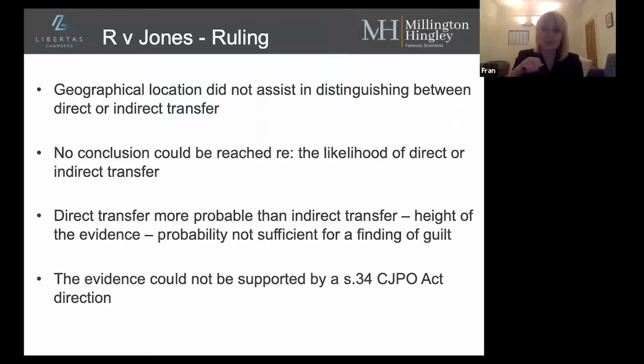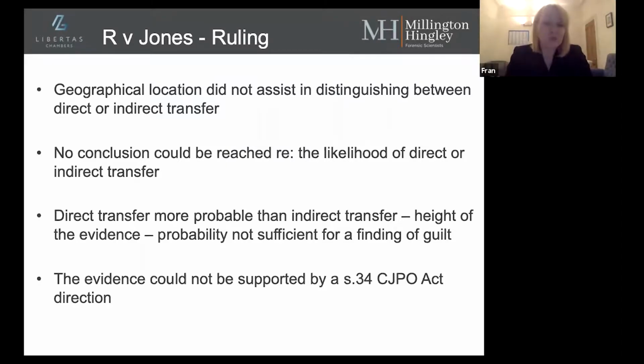But the court found that probability just wasn't enough, of course, for a finding of guilt, and you may think nor should it be. They again agreed that the case couldn't be bolstered or supported by a Section 34 direction. And on the back of that, the conviction was quashed, and he was a happy man.